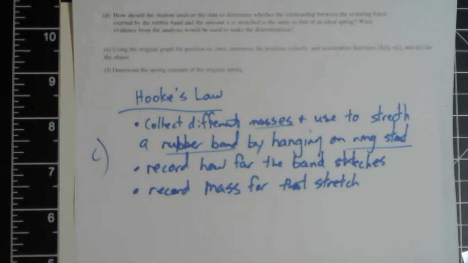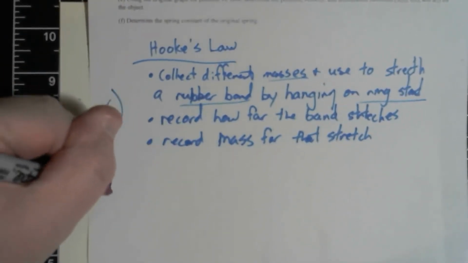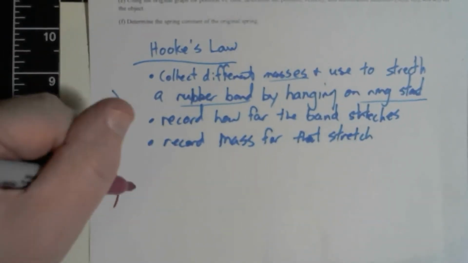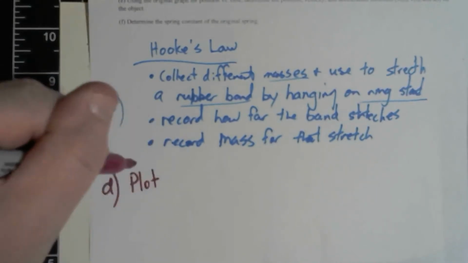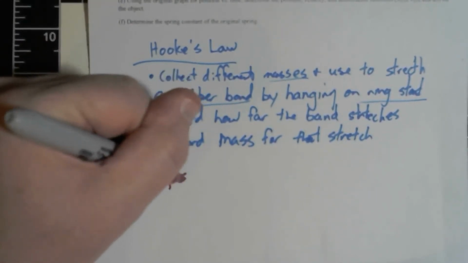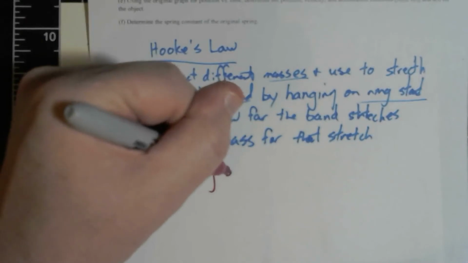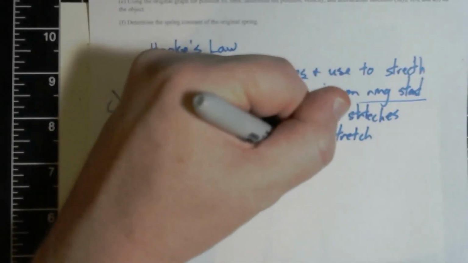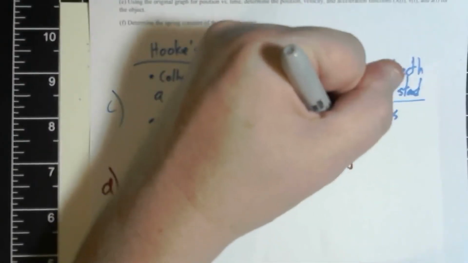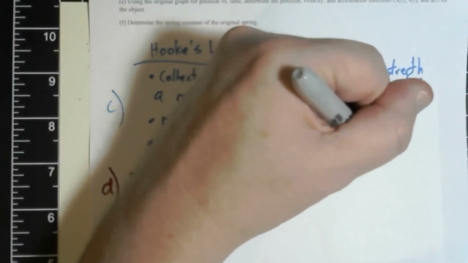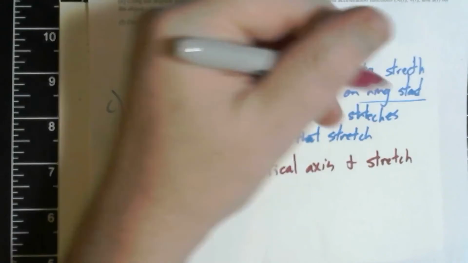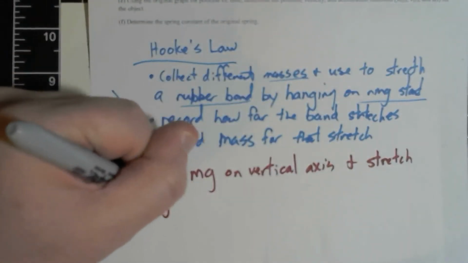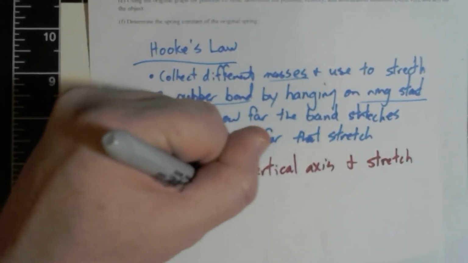Part D, it does say, how should you analyze the data? Okay, so in part D, I said I'm going to plot the force, which is just mg, on a vertical axis, and the stretch length on the horizontal axis.